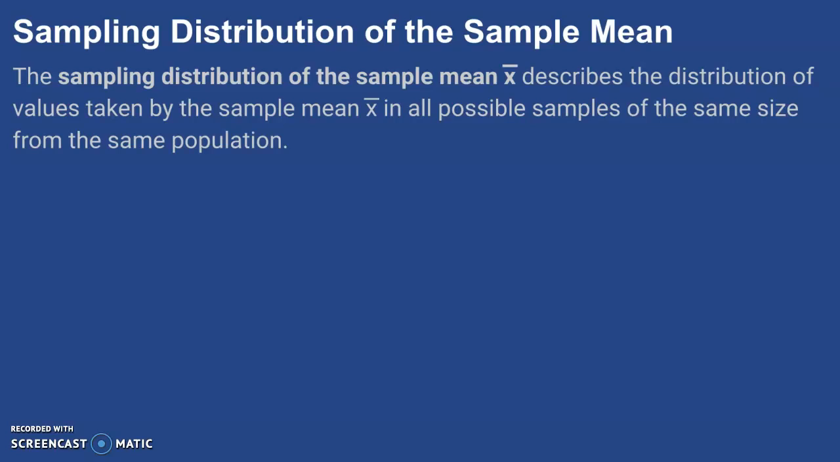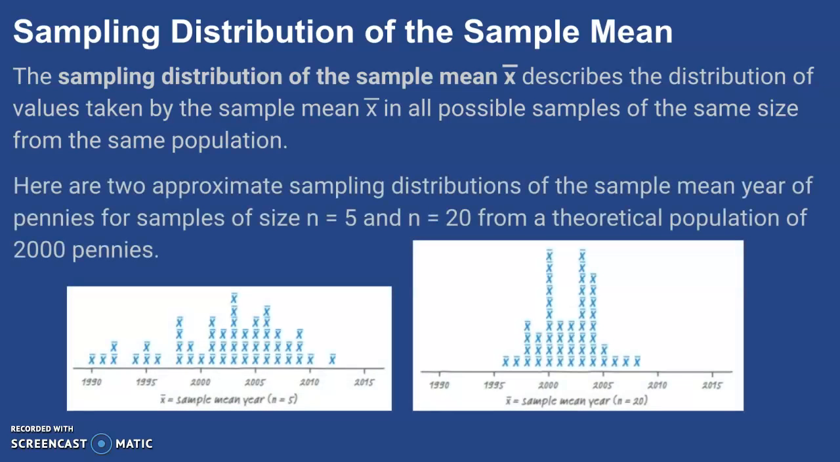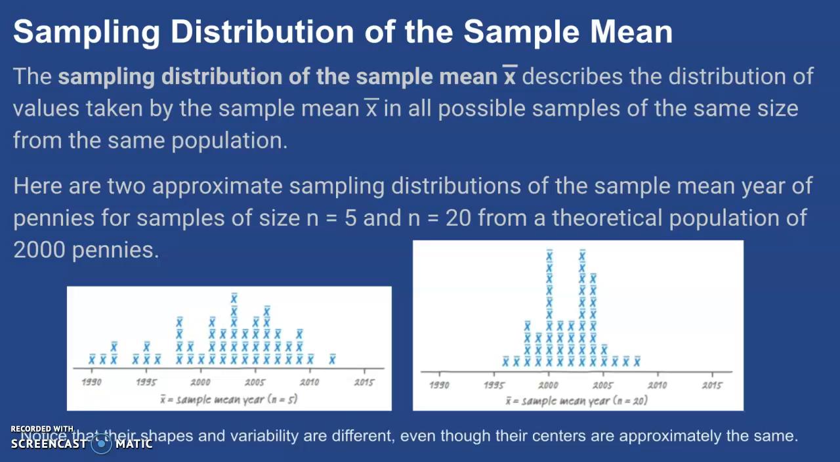The sampling distribution of the sample mean, x bar, describes the distribution of values taken by the sample mean, x bar, in all possible samples of the same size from the same population. Here are two approximate sampling distributions of the sample mean year of pennies for samples of size n equals 5 and n equals 20 from a theoretical population of 2,000 pennies. Notice that their shapes and variability, in other words, standard deviation, are different, even though their centers are approximately the same.